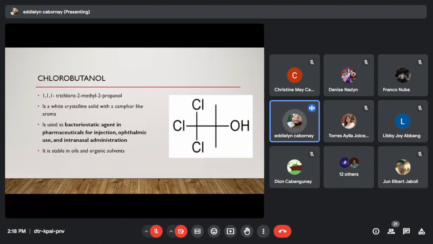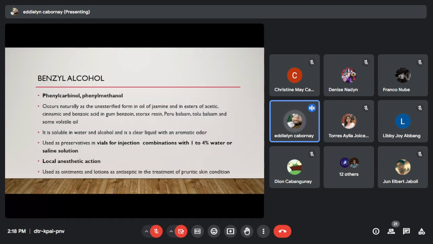It is most commonly used as a bacteriostatic agent in pharmaceuticals for injections, ophthalmics, and intranasal administration. We also have benzyl alcohol, which is also known as phenylcarbinol and phenylmethanol. It is used as a preservative in vials for injection, in combination with 1 to 4% water or saline solution. The main use of benzyl alcohol is its local anesthetic action. It is used in ointments and lotions as an antiseptic for the treatment of pruritic skin conditions.